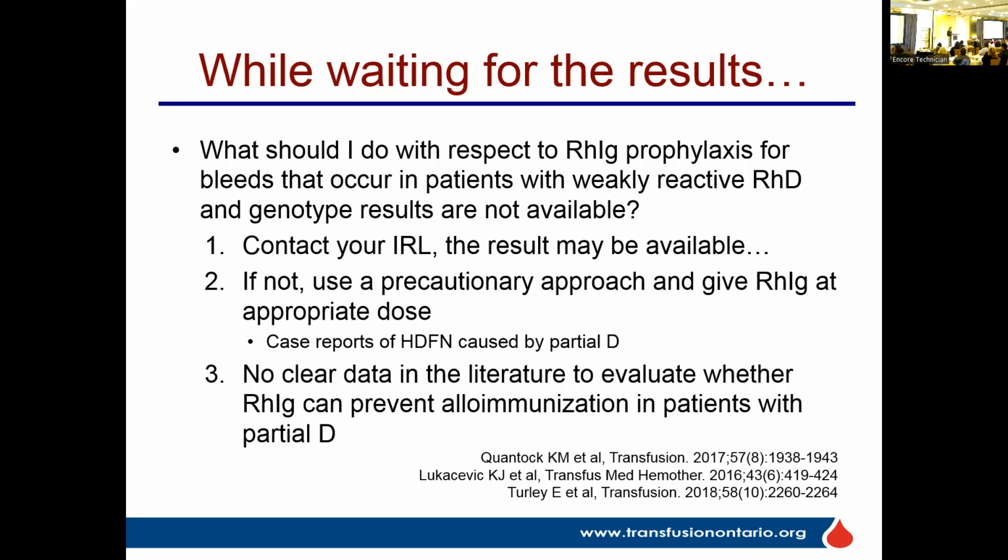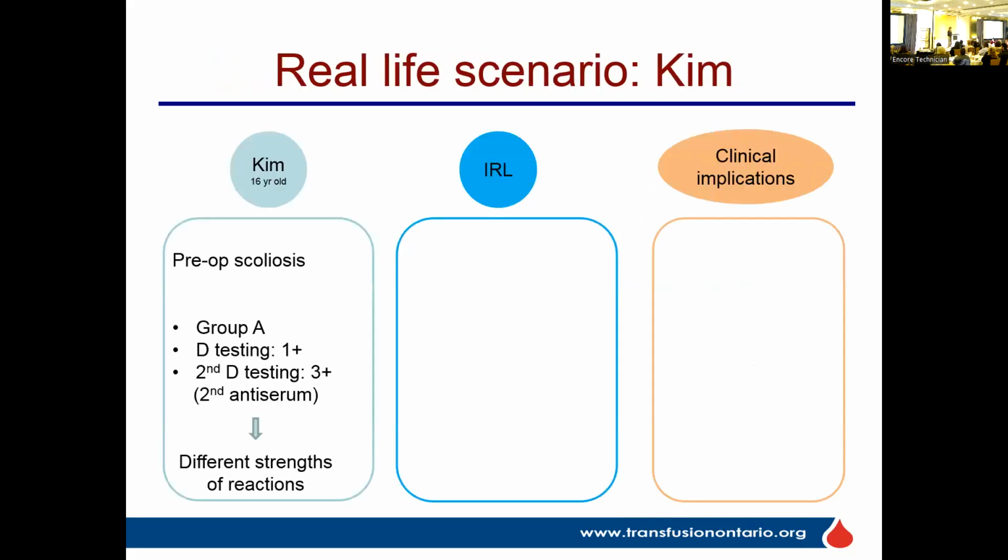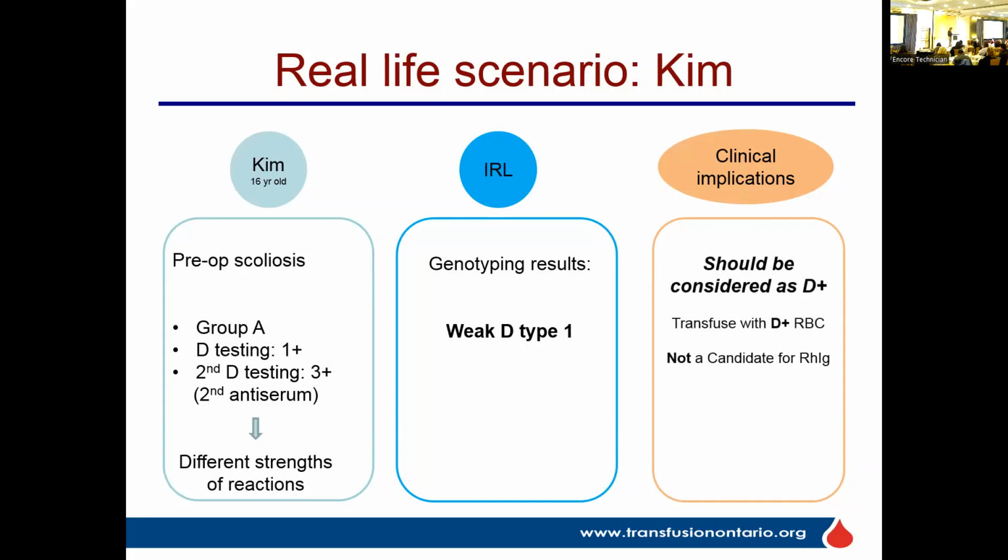So we probably will never have any good data. So let's get back to our 3 cases. You remember Kim, a 16-year-old who had different strength of reaction. One anti-D gave a 1+, and the other one gave a 3+. So she was sent for genotyping, and the genotype result confirmed that she's weak D type 1. So you should know by now that she should be considered D positive.